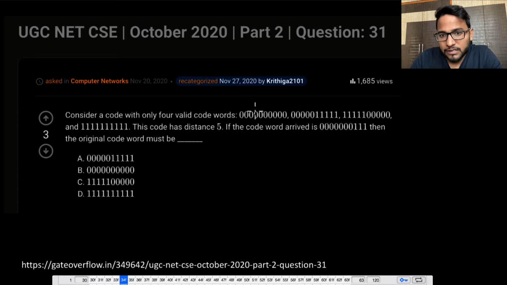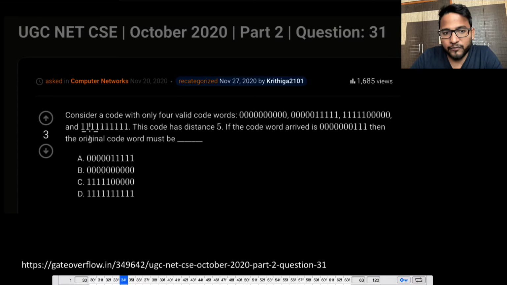How? See, this is the first valid code word, this is the second valid code word. If you see the distance between these two valid code words, it is 5, because these are 5 bits, 5 zeros, followed by 5 zeros again. So a total of 10 bits are there, and out of those 10 bits, only 5 bits are changed, so that's why the Hamming distance between these two valid code words is 5. And between these two it is 10, because these 5 are changed, and then again these 5 are changed. But the minimum Hamming distance is just 5.